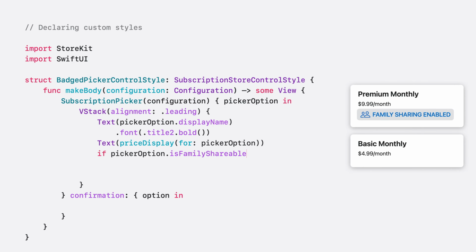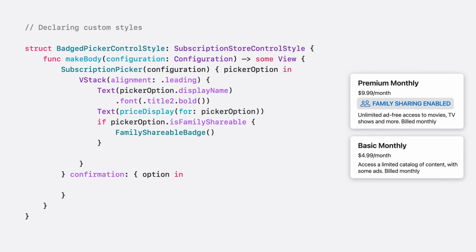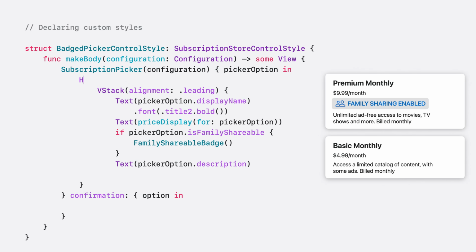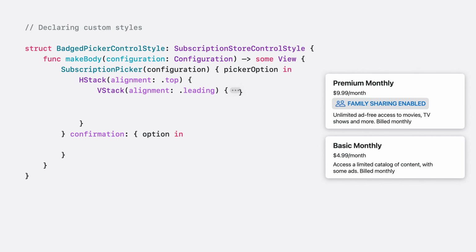Then, I'll check if the picker option has family sharing enabled. If it does, I add the family shareable badge. Next, I'll add the subscription option's localized description. To indicate which option is selected, I'm going to wrap this view in an HStack and add a selection indicator, passing it the selected state of the picker option.